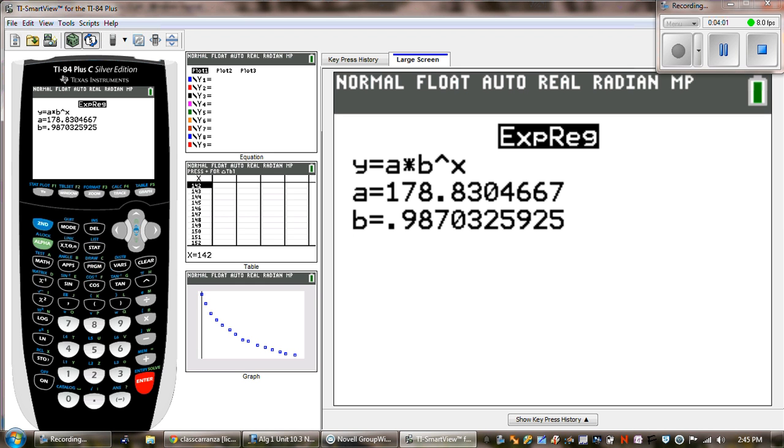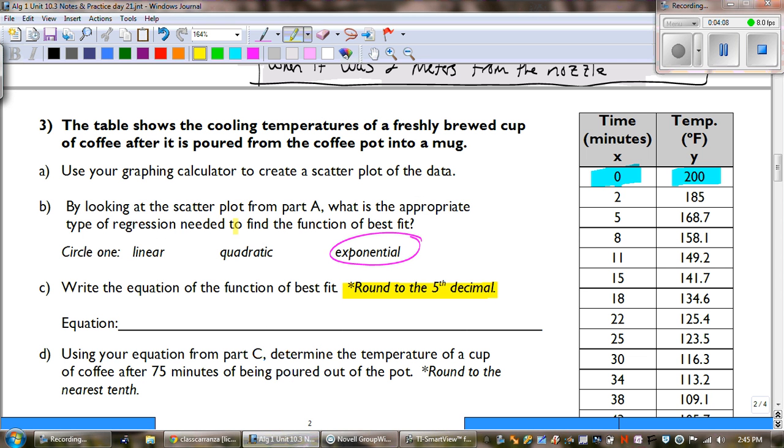Remember, when we write the equation, we're going to put the b in parentheses. So I'm moving over to the other screen now. So our equation is y equals 178.83834, parentheses, our b value was 0.98703 to the xth power.